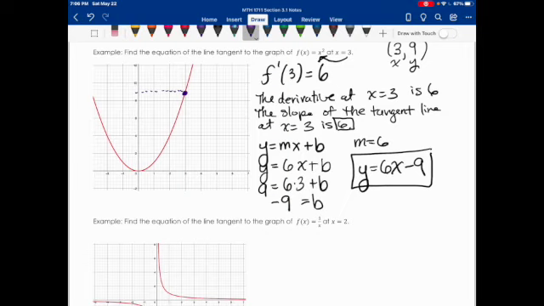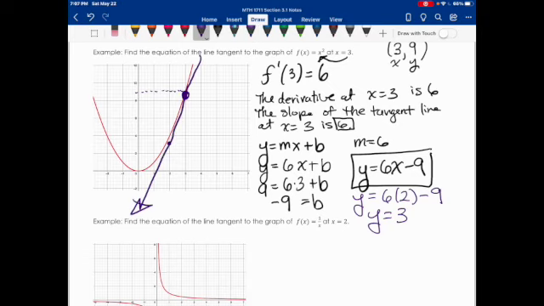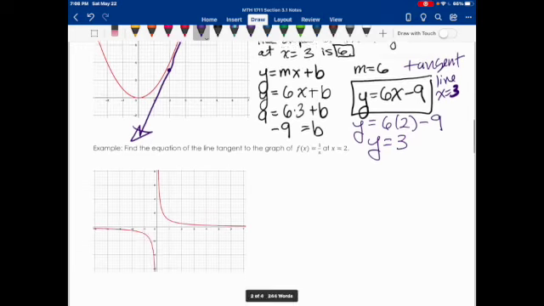I want to find another point on the line so I can graph it. So if I pick a point where x is 2, I get 12 minus 9, which is positive 3. So that would be this point right here. That's as good as it's going to get, I think. Okay, so this is the tangent line at x equals 3. All right, let's look at the next example.